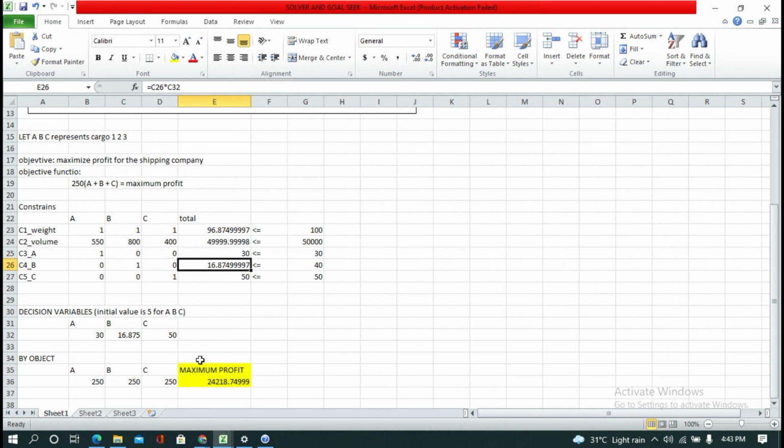So the maximum profit of the shipping company is 24,218.749999 at a value of cargo 1 of 30, cargo 2 of 16.875, and for cargo 3 is 50.